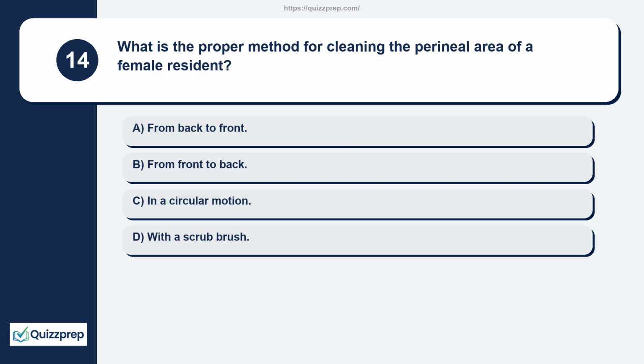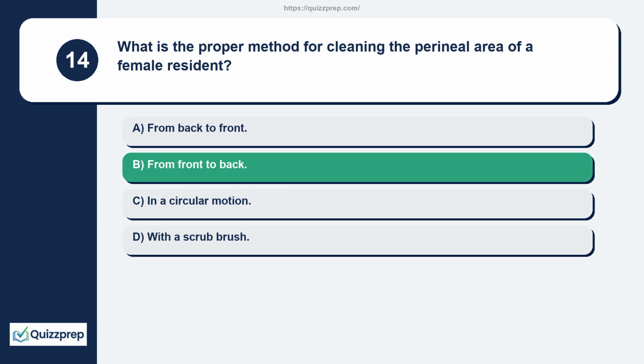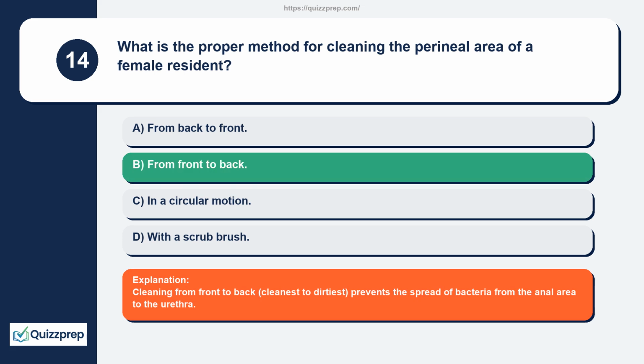Question 14. What is the proper method for cleaning the perineal area of a female resident? From back to front, from front to back, in a circular motion, with a scrub brush. Cleaning from front to back, cleanest to dirtiest, prevents the spread of bacteria from the anal area to the urethra.